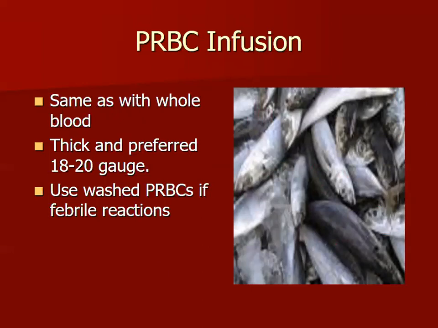So we like to use those 18 to 20 gauges. We can use washed packed red blood cells with sodium chloride. They wash it with that. And that's usually for neonatal or intrauterine transfusion, or when patients have had recurrent or severe allergic reactions to plasma proteins, or people who have had repeated febrile reactions to transfusions, or someone who gets transfusions pretty often. They don't want to have them have more reactions. So this will help eliminate some of those reactions or decrease how bad those reactions are.